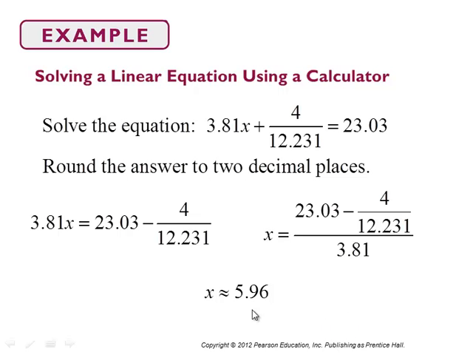So if we did this right, 5.96 is the number that we would plug in for x into the original equation, and we would have a true statement.